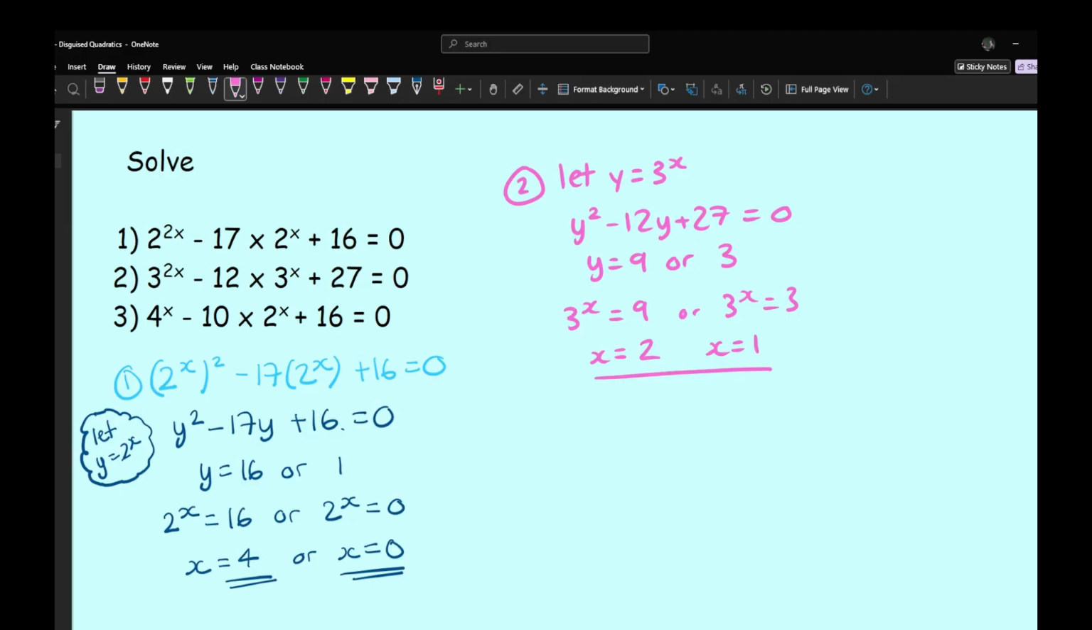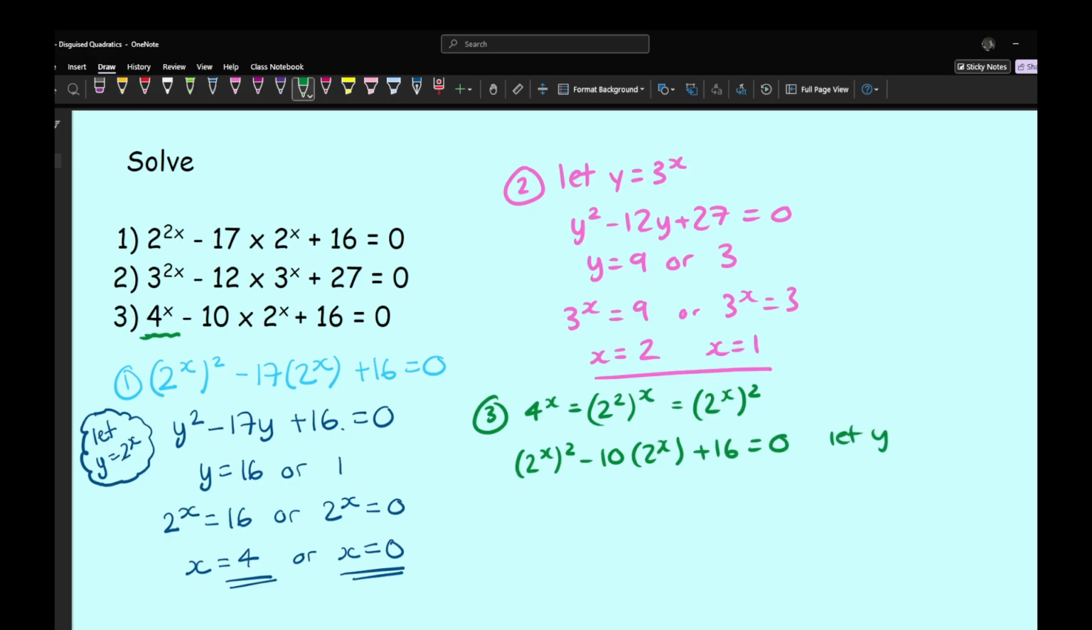Then moving on to our third example. Now here, this one is just a little bit tricky because we've got a 4 to the x. That is the same as 2 squared to the power of x, which is the same as (2 to the x) squared. So if I replace 4 to the x with (2 to the x) squared, what I end up with is (2 to the x) squared minus 10 times 2 to the x plus 16 equals 0.